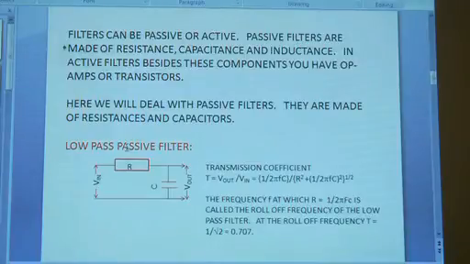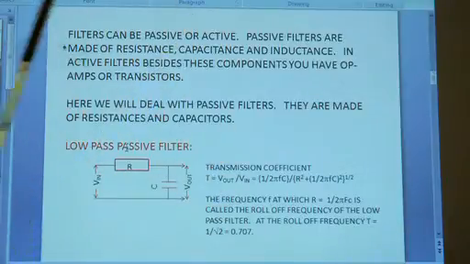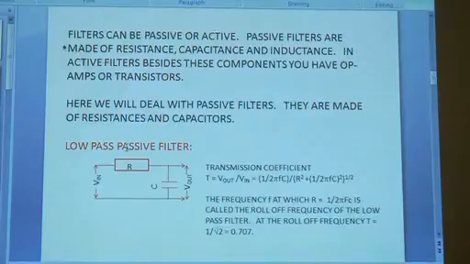We can see that when the frequency is low, 1 by 2 pi Fc is very large compared to R. So the ratio will be close to 1. When the frequency is high, 1 by 2 pi Fc becomes small compared to R. So the ratio becomes close to 0.